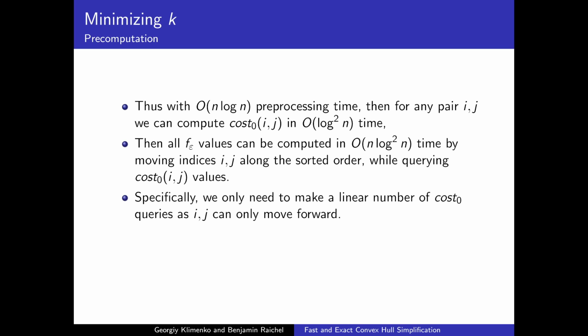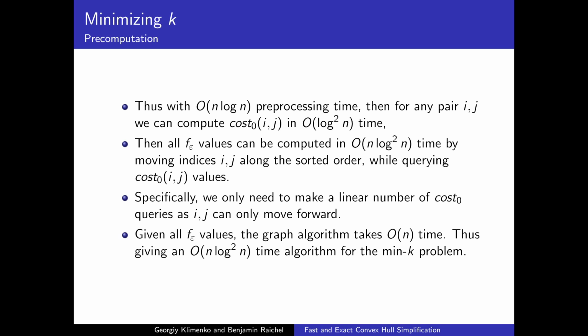So this means that we get a linear number of changes to i and j, and we get a linear number of queries. And overall, the friend values can be computed in n log squared n time. And this ends up being the bottleneck for our computations. So overall, it would give us n log squared n time for the min k algorithm for the convex version of the problem.